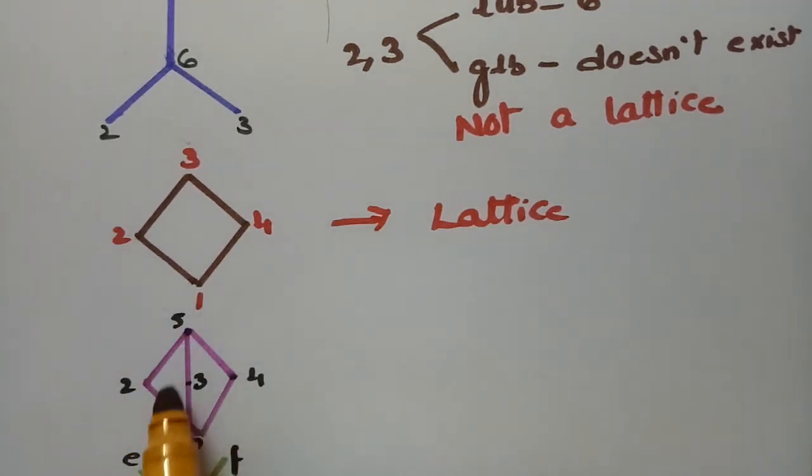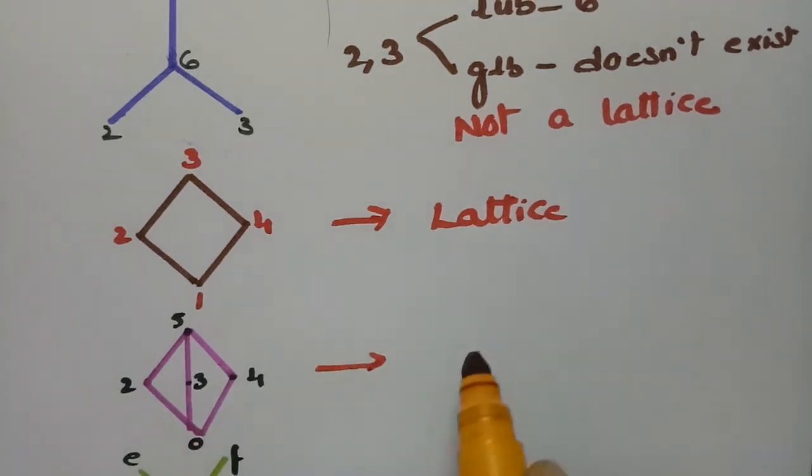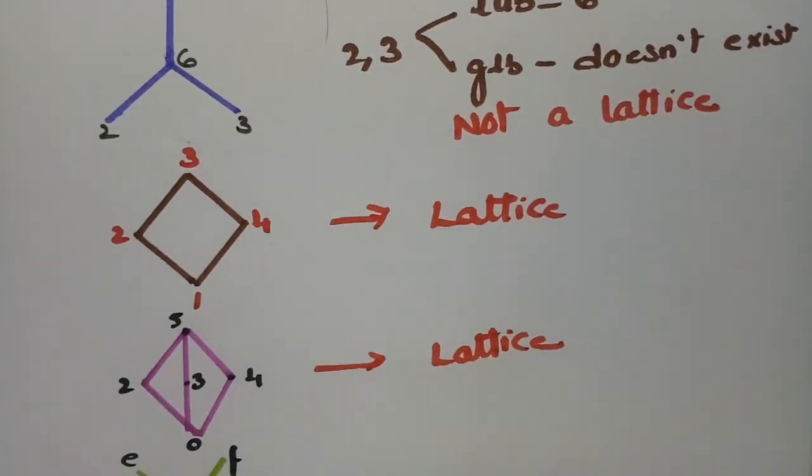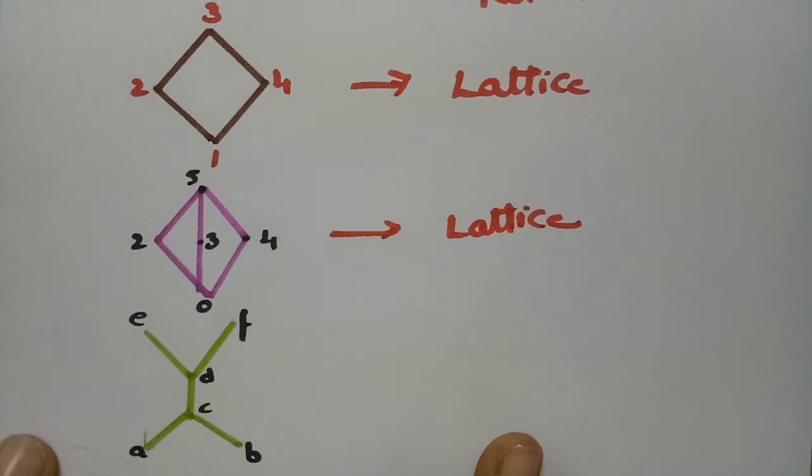So each and every pair of elements has the greatest lower bound and the least upper bound. Hence we say that this is a lattice. And coming to the next Hasse diagram, here we have the elements A, B, C, D, E and F.